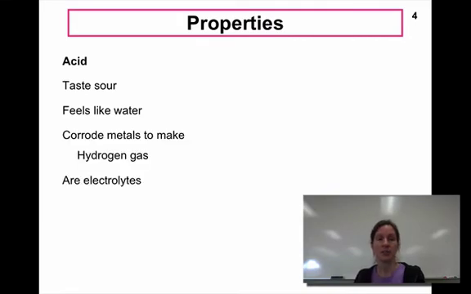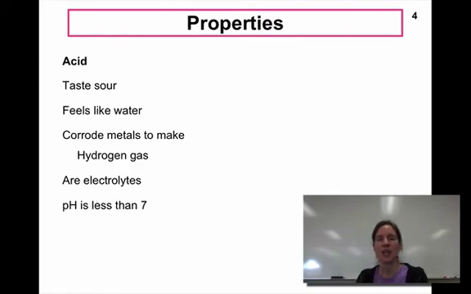In terms of its chemistry, it corrodes metals. As a byproduct, it produces hydrogen gas, so it bubbles when you have hydrochloric acid with metal. Acids are electrolytes. Okay, they dissociate in water and allow electricity to run through the water, so they're considered electrolytes. Sometimes strong, sometimes weak, but they will make ions in solution.